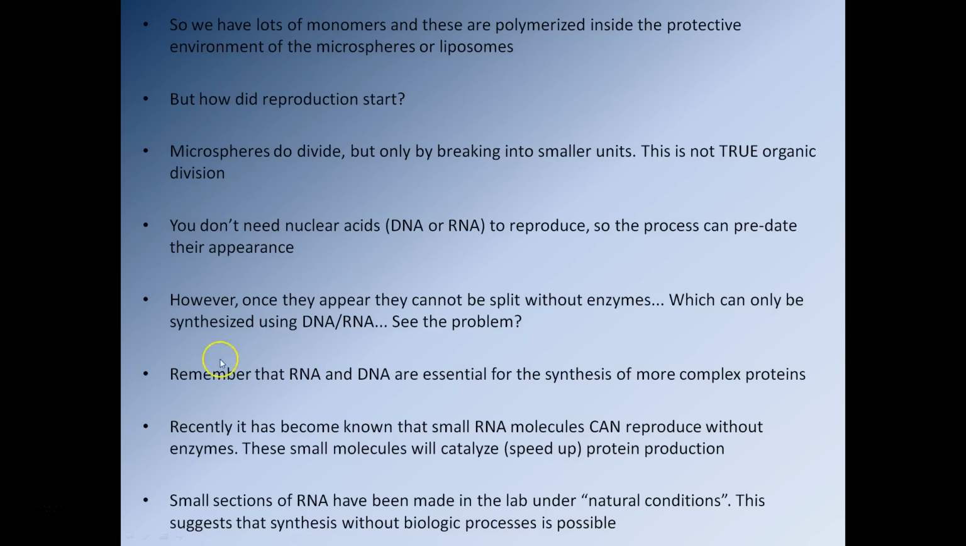So the importance of DNA and RNA is this: they are essential for the synthesis of more complex proteins. If you want to start making complex molecules, DNA and RNA are very, very important. So recently it's become known that we can actually make small molecules of RNA, and these molecules of RNA can reproduce without enzymes. So through very simple chemical reactions, we can make small pieces of RNA, and these small pieces of RNA can reproduce themselves again and again and again.